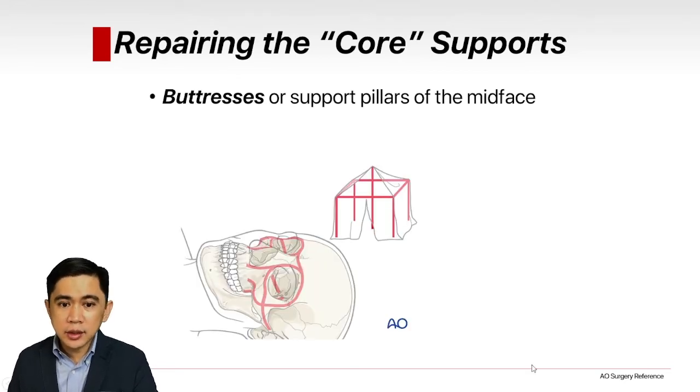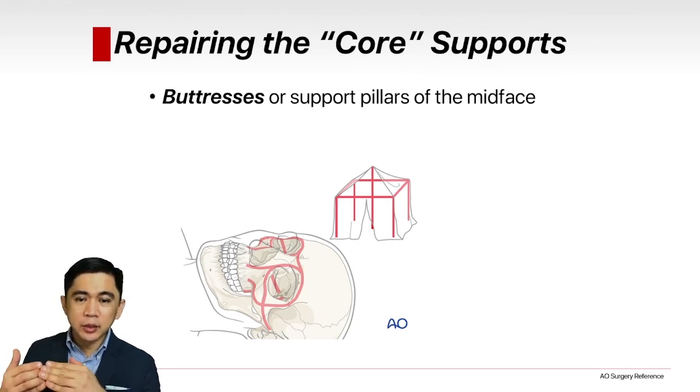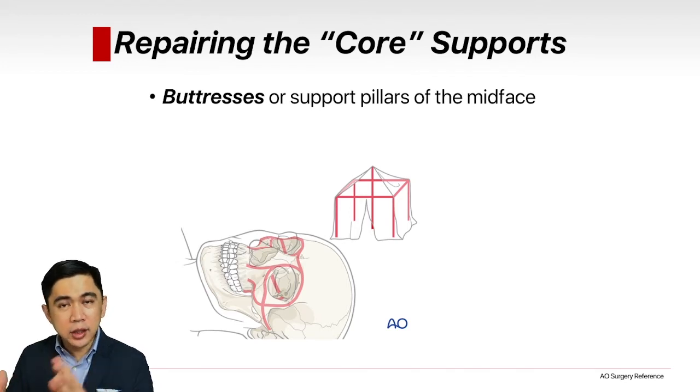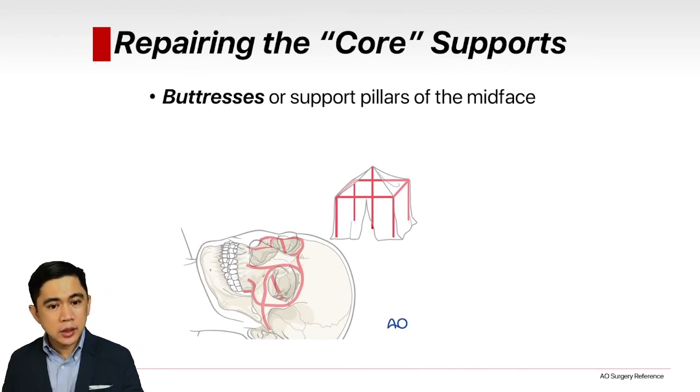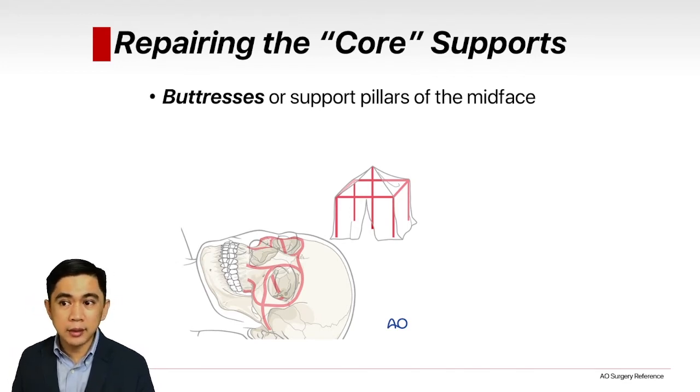You see, the skeleton of the face is made up of many bones, such as the nasal bone, the ethmoid bone, the sphenoid over here, the maxilla, the zygomatic bone, etc. And these bones actually merge to create a facial skeleton with a building-like characteristic with its walls and structural framework. This structural framework is what we call the buttresses.